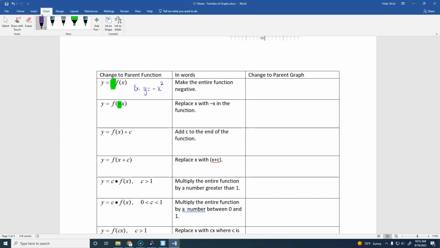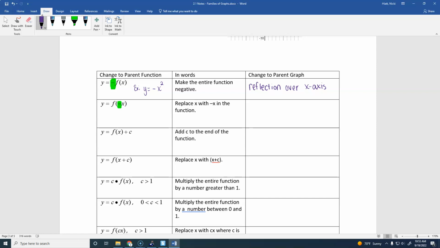The change to the parent graph, what's this one going to be? Who remembers? Reflection over what? Over the x-axis. It flips it upside down. So it takes whatever the parent function looks like and it flips it over that x-axis.